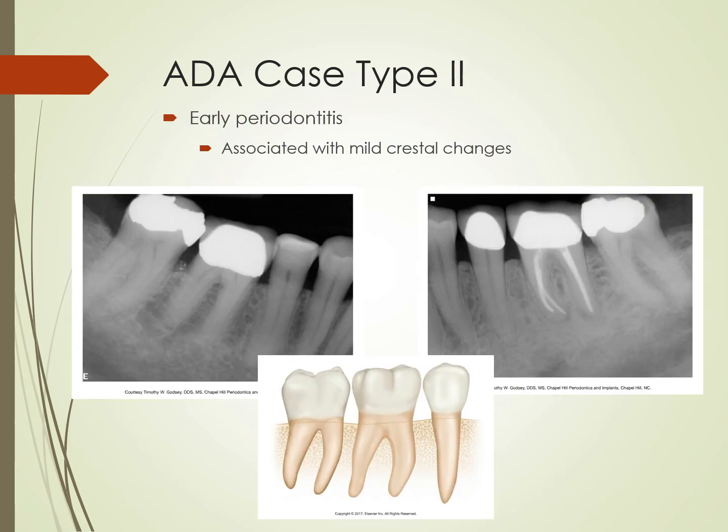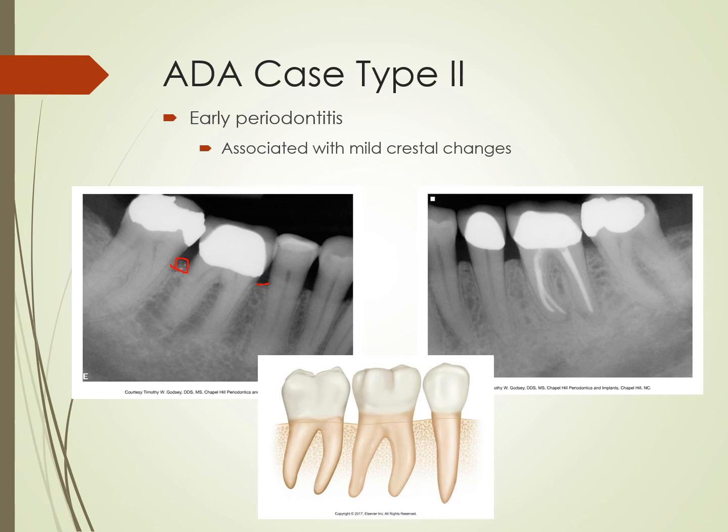So here is the ADA case type 2. This is early periodontitis, and it is associated with mild crestal changes. Mild crestal changes being when the lamina dura becomes unclear and fuzzy, and it no longer appears to be a continuous radiopaque line. So on this radiograph, we can see this little area here. See how this isn't a perfect line right across? It's kind of fuzzy right there, right?